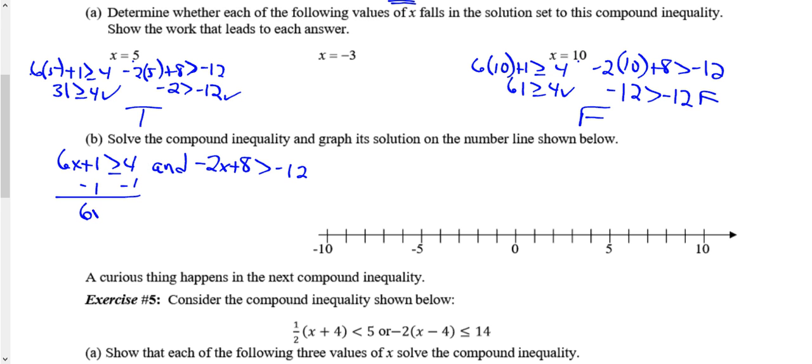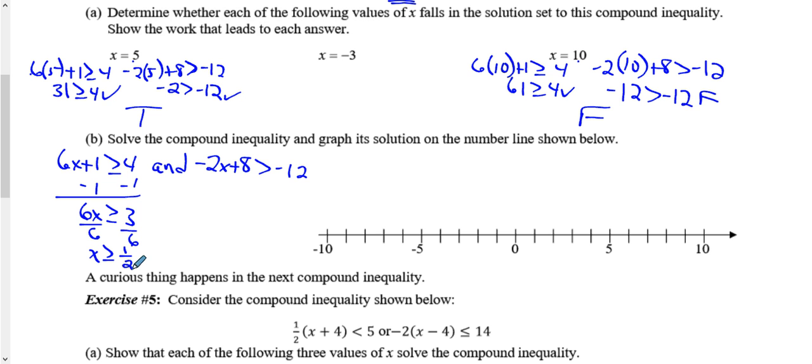We get 6x is greater than or equal to 3. And then what? Divide both sides by 6. X is greater than or equal to what? 1/2, right? Let's go to the other one.